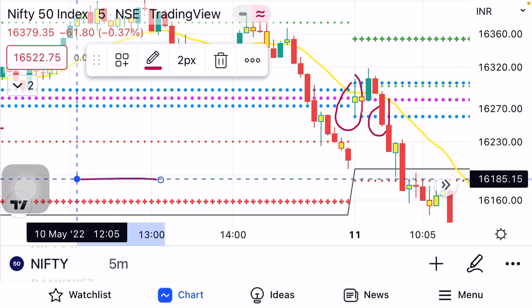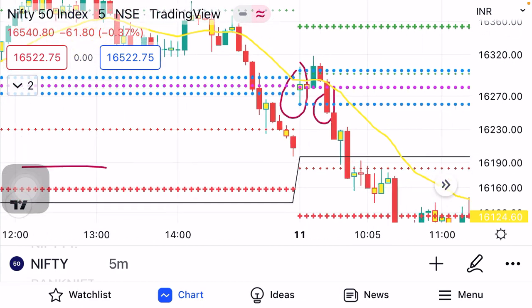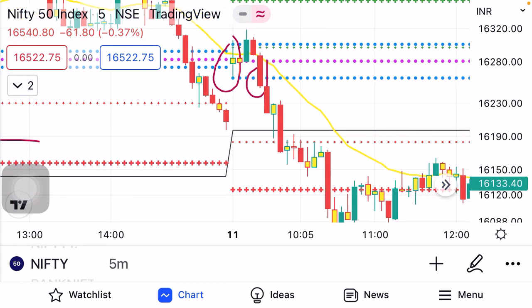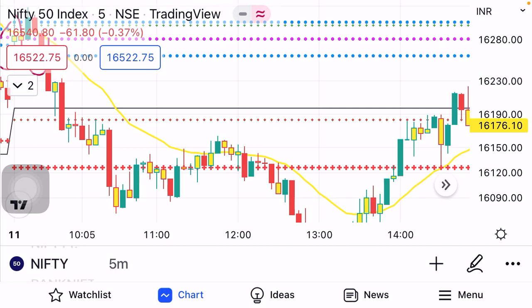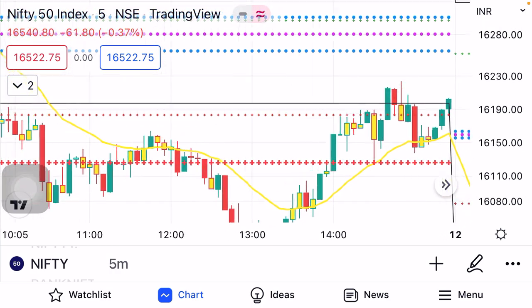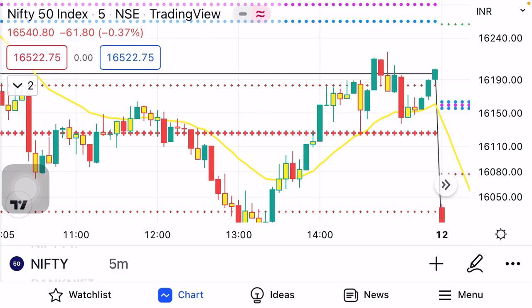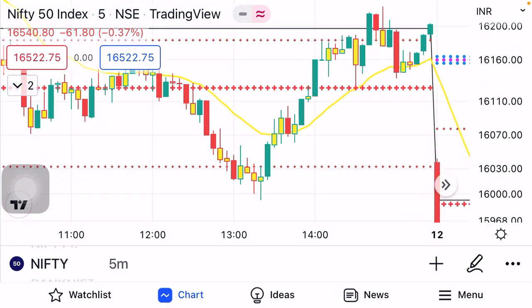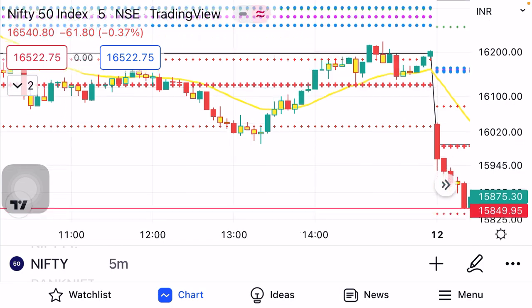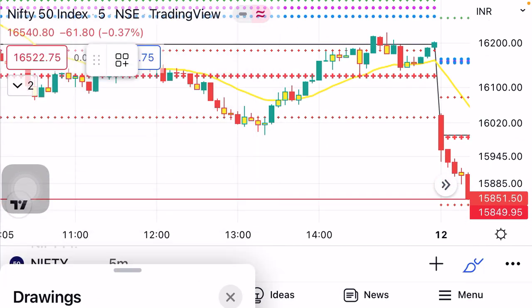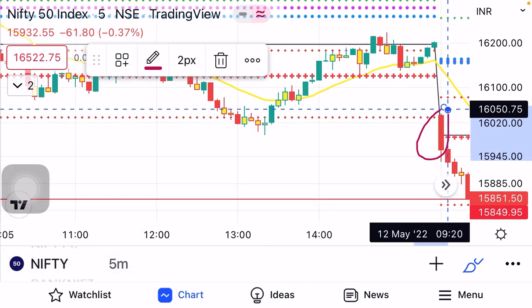See, we'll move on to the next day, that is 12th May 2022. Okay, it is downtrend CPR and it's Thursday, and the opening is a huge gap down, and the first 5 minutes candle is bearish. See, it has crossed 16,000, the most awaited resistance, right?